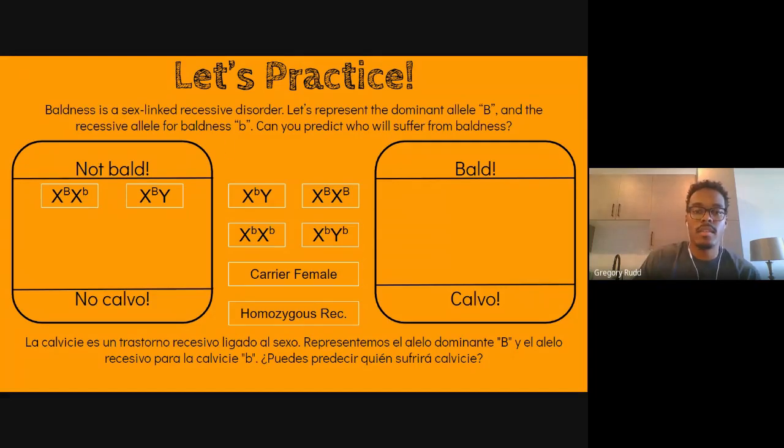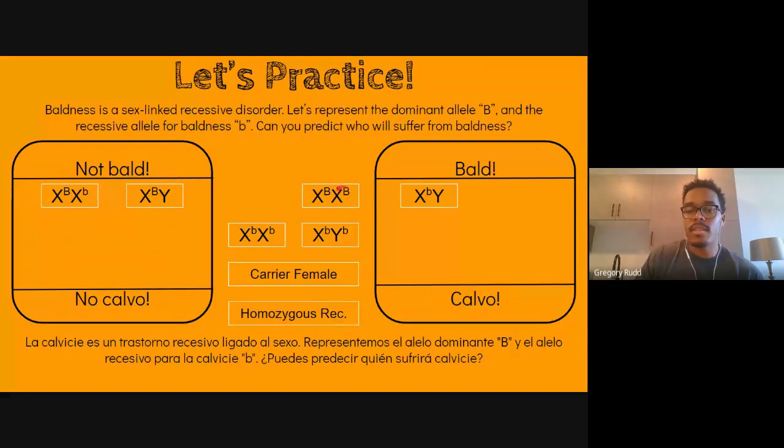Good. Fanique, this person is also bald. They have the recessive allele. This would be a bald male. They're XY, so we know that they have to be a male, but they also have the recessive allele. They have a recessive B, so they will indeed be bald.